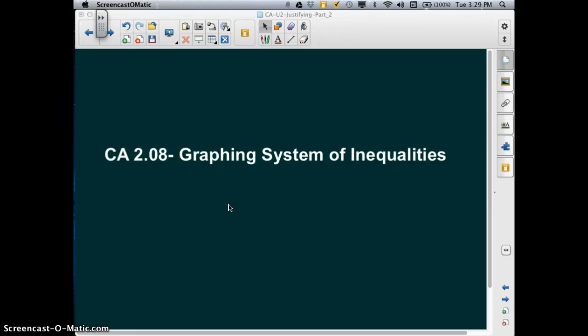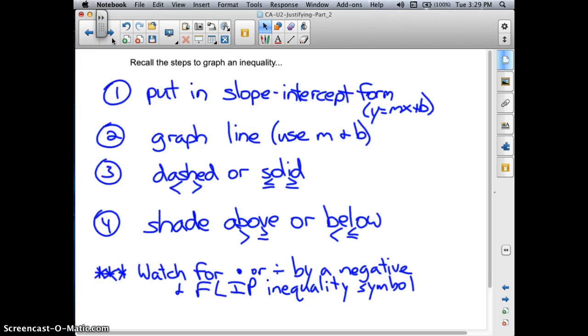This video is on graphing systems of inequalities. Yesterday, we looked at graphs of systems that were already done, and we learned how to write the inequality for that graph, or the system of inequalities.